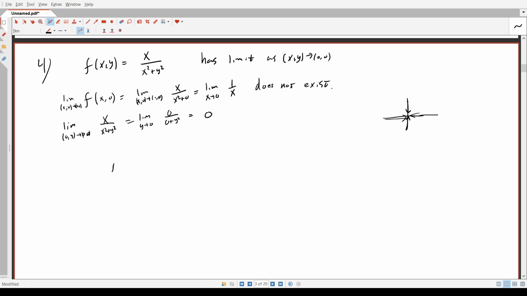So we say that the limit does not exist. And why does this limit not exist? Because from this side we get positive infinity, from this side we get negative infinity. Again, we get two different limits.